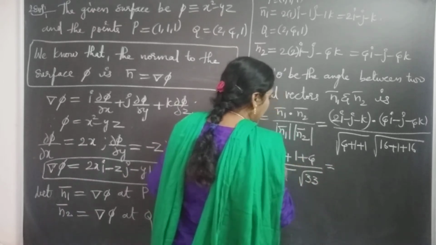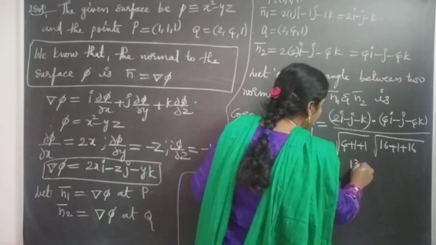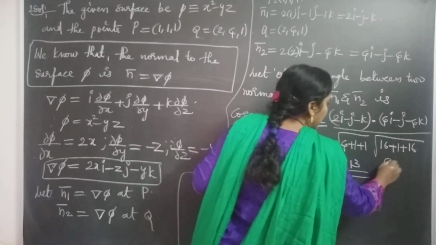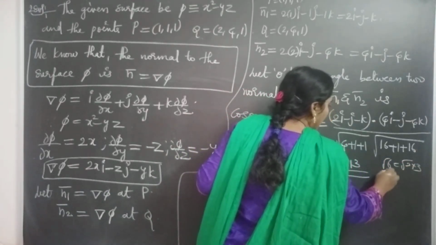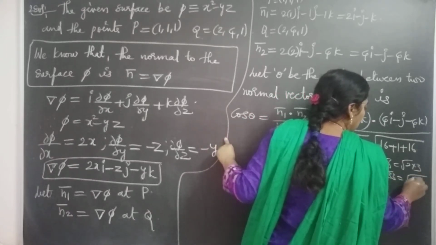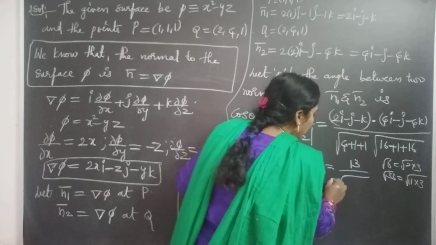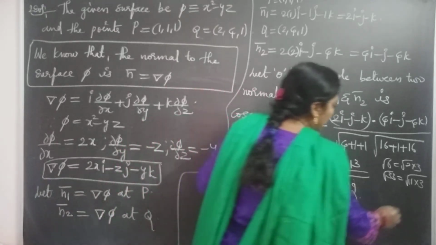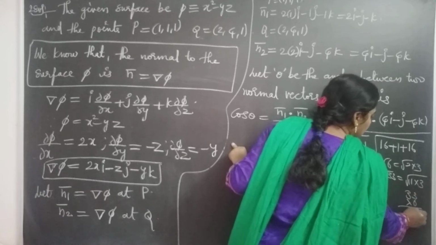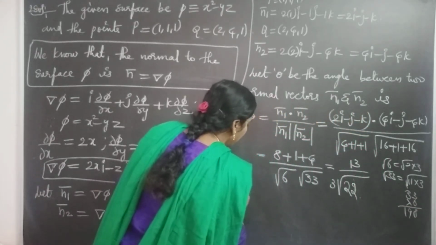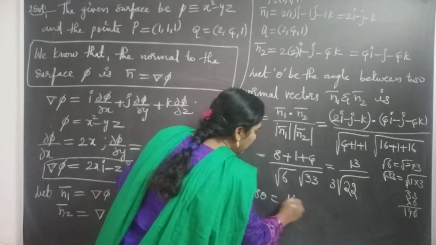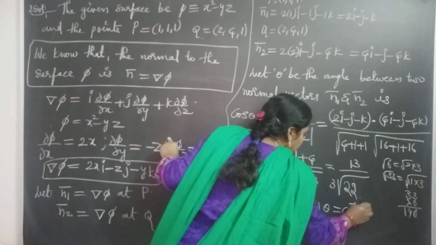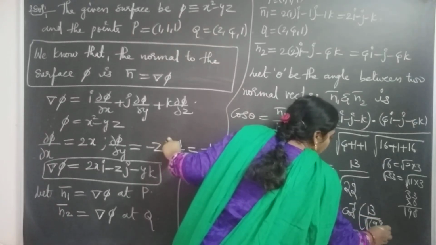It is equal to 8 plus 1 is 9, plus 4 is 13, by under root of, in this root 6 can be written as root 2 into 3, root 33 can be written as root 11 into 3. From this 3 common, 3 root 22. 11 twos are 22, or simply 33 multiplied with 6, 6 threes are 18, 198. Therefore, cos theta is equal to 13 by under root of 198. Then theta equal to cos inverse of 13 by root 198.